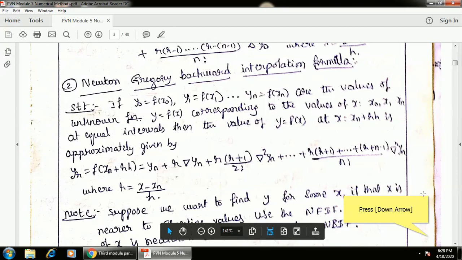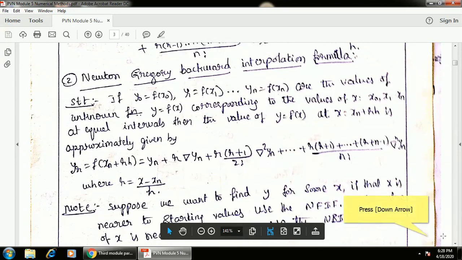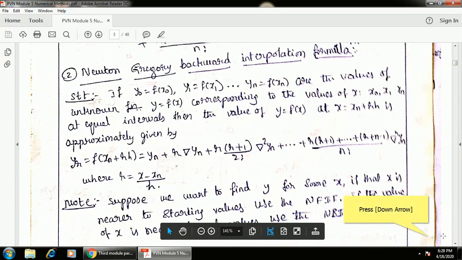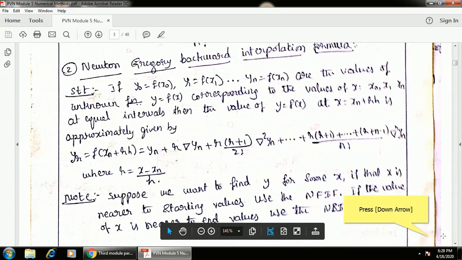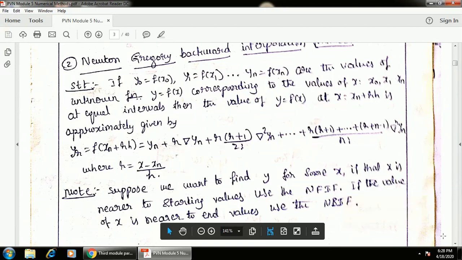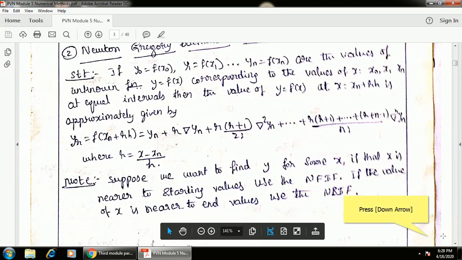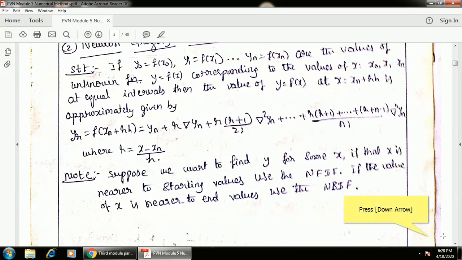To use either Newton's forward or backward interpolation formula, the first condition is that the values of x must be at equal intervals. And we need to find the value of y for some value of x. If that value of x is nearer to starting values, then we use the forward interpolation formula. If the value of x is nearer to end value, then we use Newton's backward interpolation formula. You need to remember these two formulas.